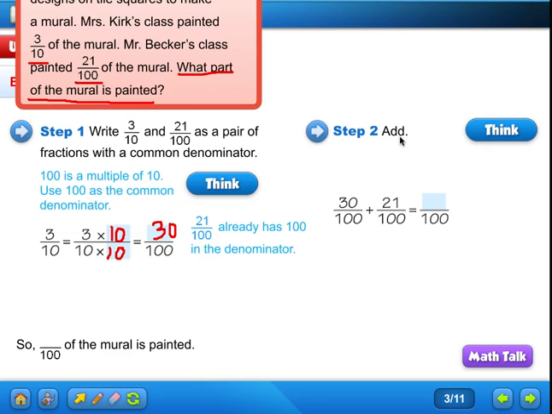Step 2. Add. All you have to do is add. So 3/10 and 21/100 using fractions with common denominators. So we did 30/100 plus 21/100 equals how many hundredths? Did you say 50/100? 50/100. So 50/100 of the mural is painted. Perfect. All right, let's keep going.